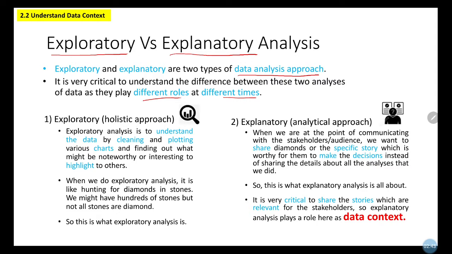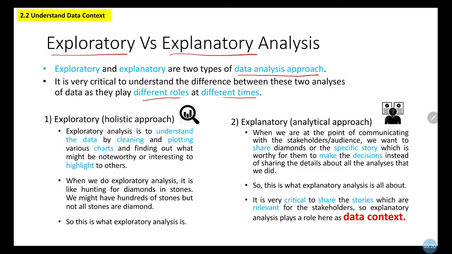In the overall picture. And then second is explanatory. This is the analytical approach. An analytical approach means when we are at the point of communicating with the stakeholders or audience. Stakeholders are the people who are interested in our data, or they are also the audience. We want to share diamonds, or the specific story which is worthy for them to make the decision, instead of sharing the details about all the analysis that we did. So you are focusing on a specific matter.